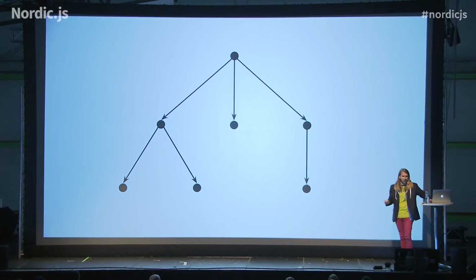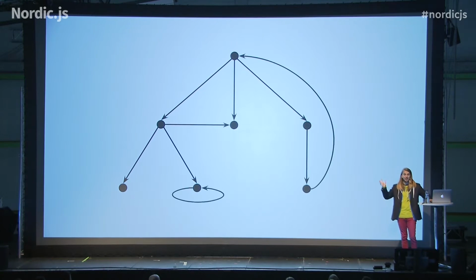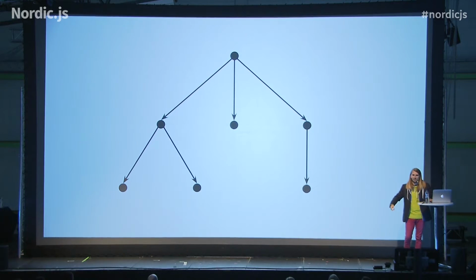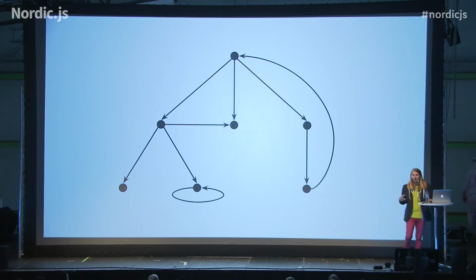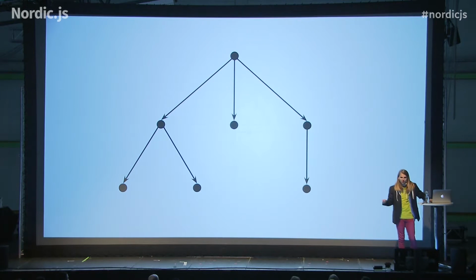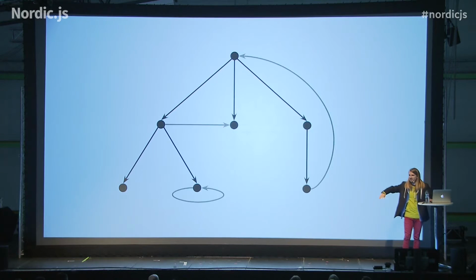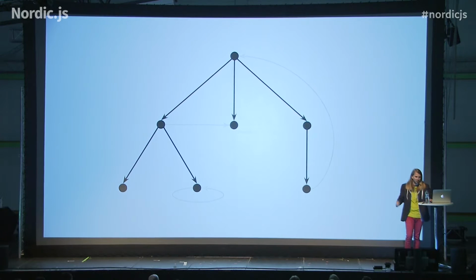Imagine a regular old document, but add some fun things in. Like one of the children has a relationship back up to the root, or an item is self-referential to itself, or a sibling is connected to another sibling. So that's what graphs are.